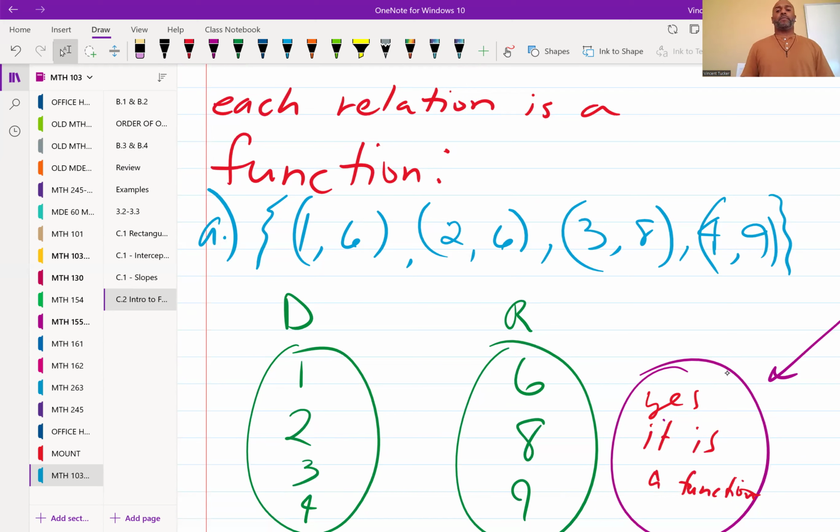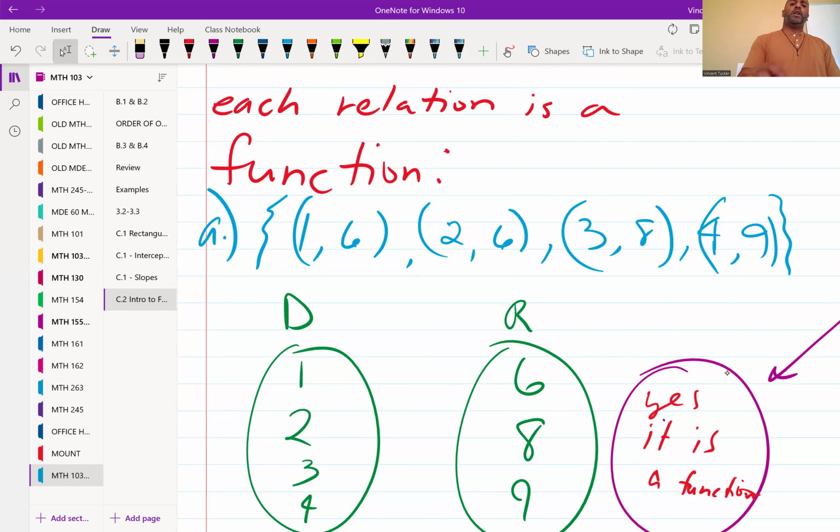For our range, that's the second number in each ordered pair. That's 6, 8, 9. Notice we don't write any repeated values. We just write that value one time. So before we go any further, is everybody clear with how we got to set it up? Like I said, domain circles 1, 2, 3, 4. Range circles 6, 8, 9.